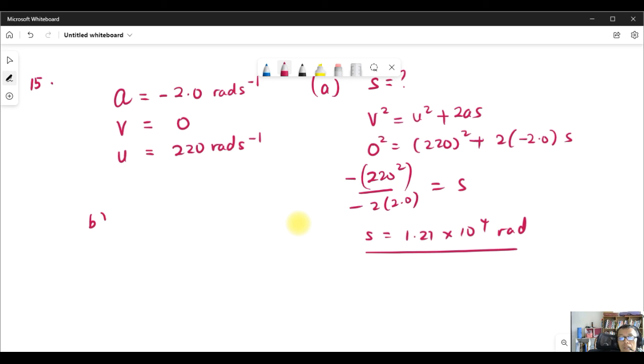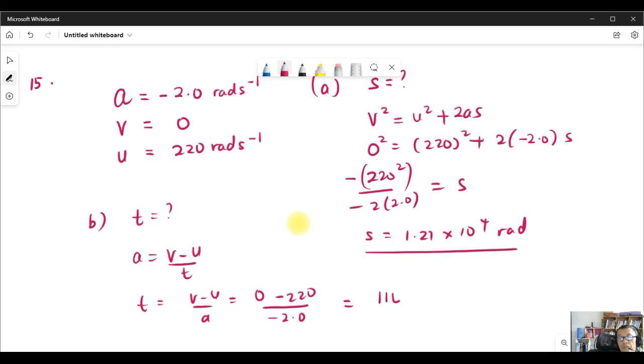For B, the time required. So what is the time? Again, a equals v minus u over t. So time t equals v minus u over a. v is 0, u is 220, a is negative 2.0. So you will get 110 seconds. That's the answer.